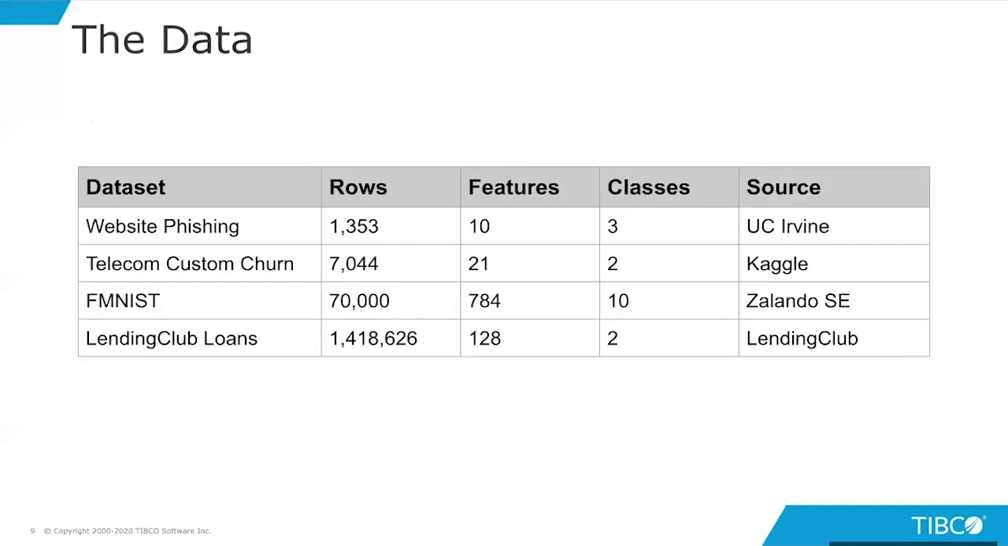Great. Okay, well, let's dive into the results then. So these are the data that we used. We've got some data sets with an increasing number of rows, going up to about 1.5 million, and different numbers of features. We've got 784 for the FMNIST. People might be familiar with these. Lending Club is a pretty well-known data set. There's a standard customer churn data set that we got from Kaggle, UC Irvine. There's the website phishing. Tell us about the FMNIST.